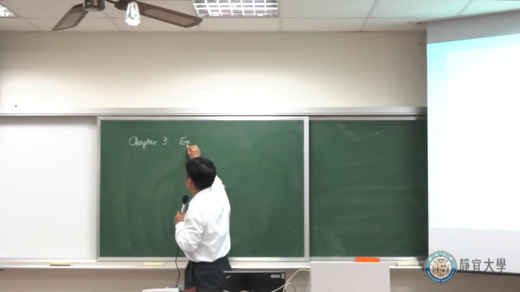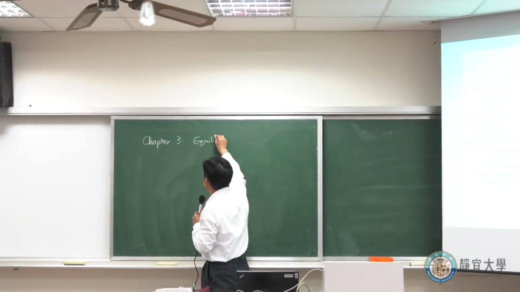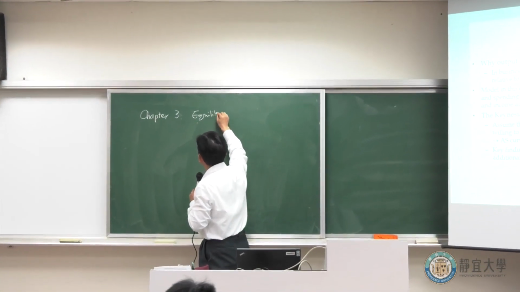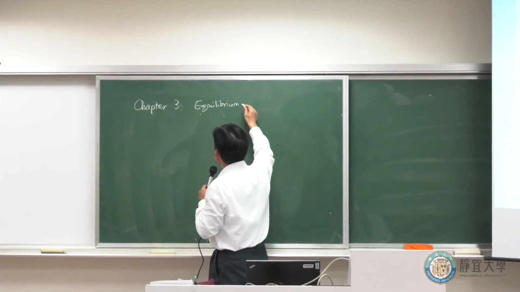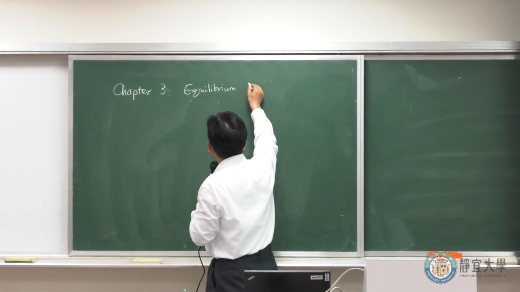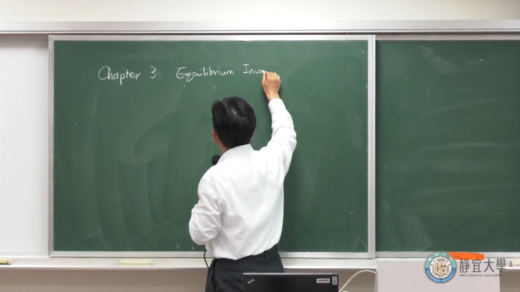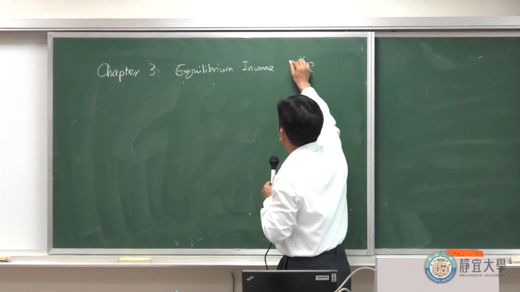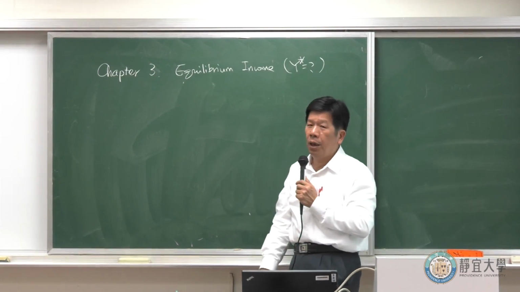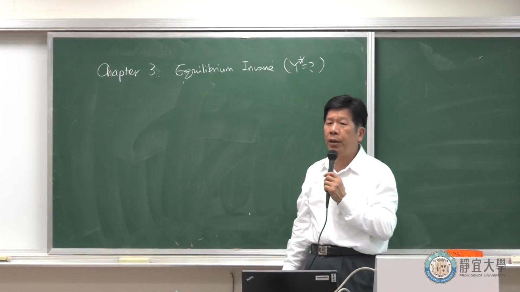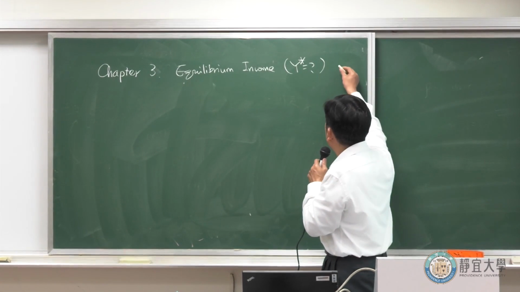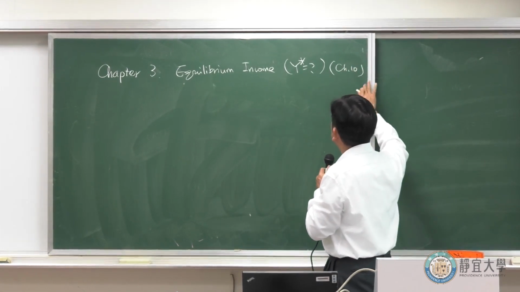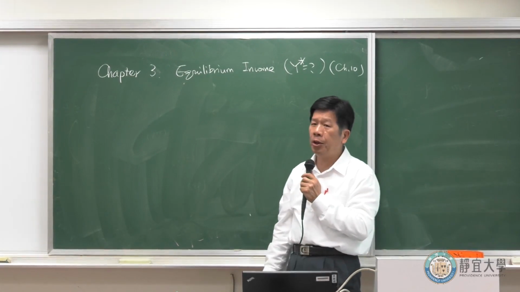Here we just try to know about the equilibrium income. We want to know how to find Y star. If you find the textbook, it is in chapter 10, so you can find more detail.